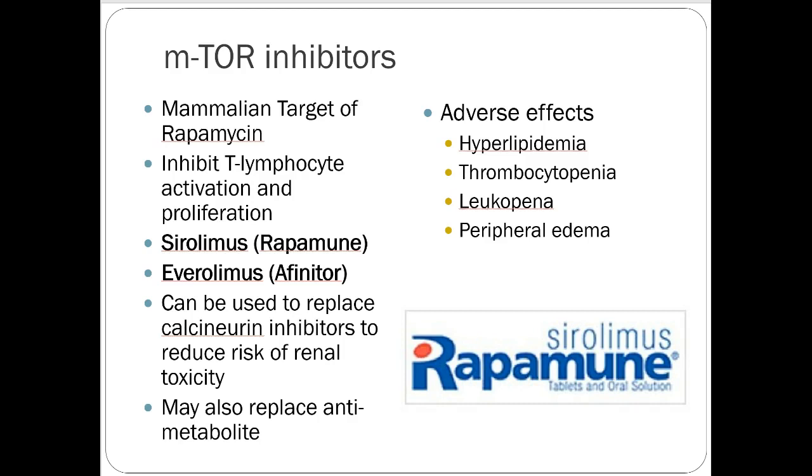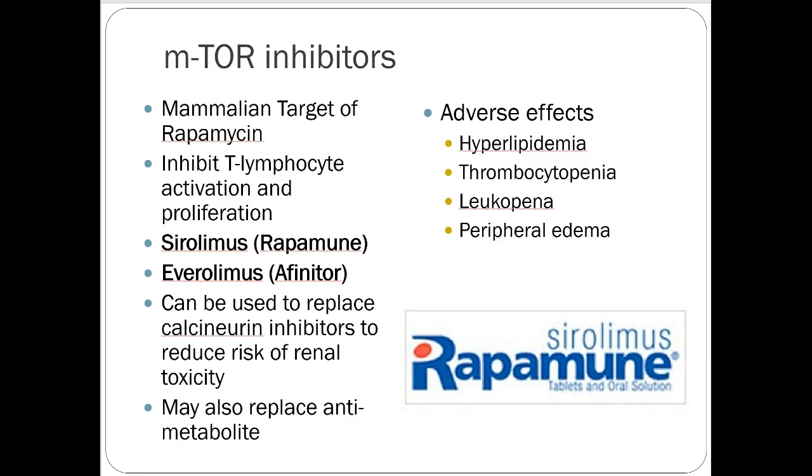mTOR inhibitors are a sort of fourth class. mTOR is mammalian target of rapamycin, and it's a specific target that inhibits T lymphocyte activation and proliferation. What we use these drugs for is a replacement for calcineurin inhibitors in patients who are at risk for renal toxicities.